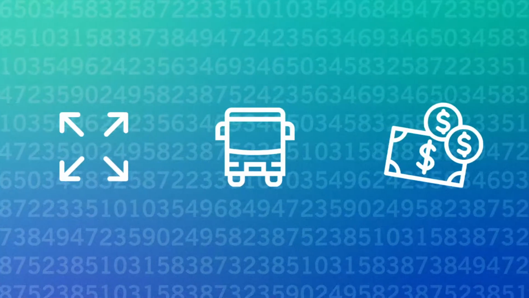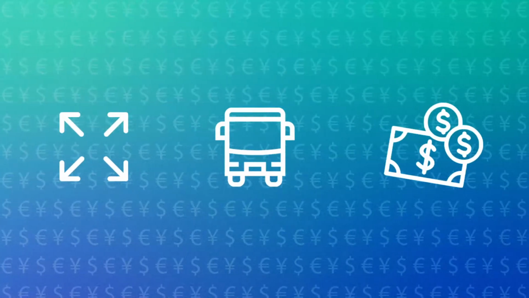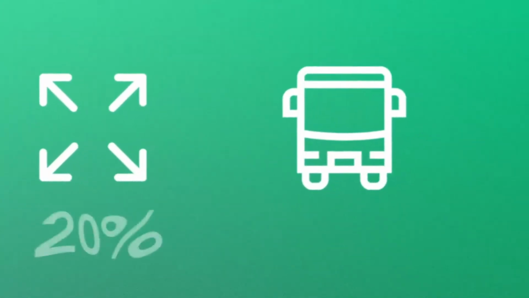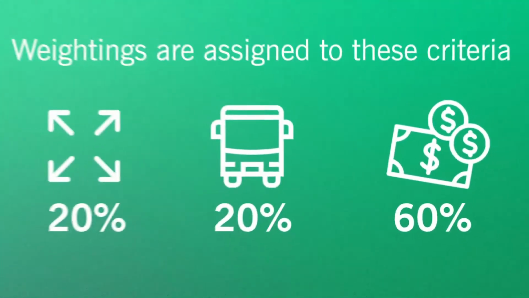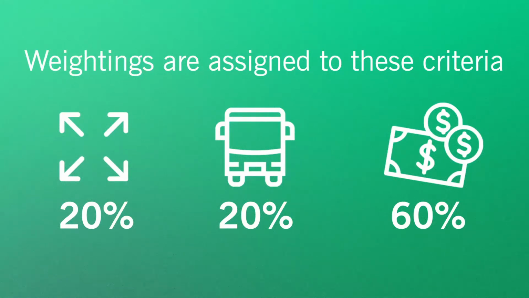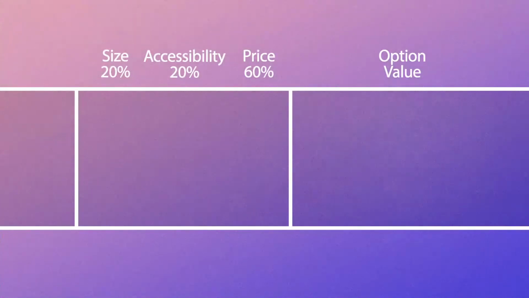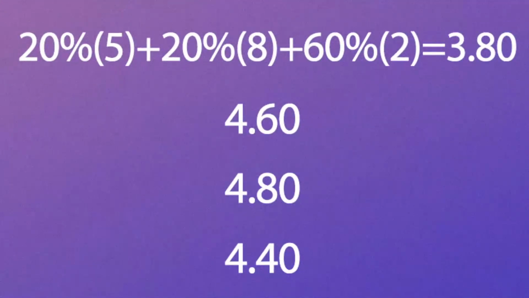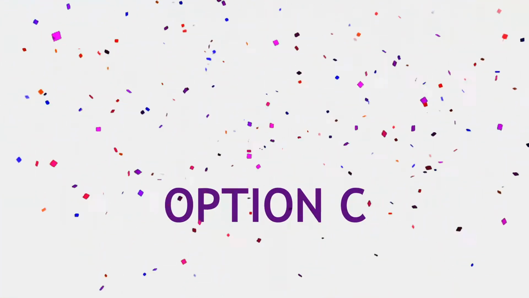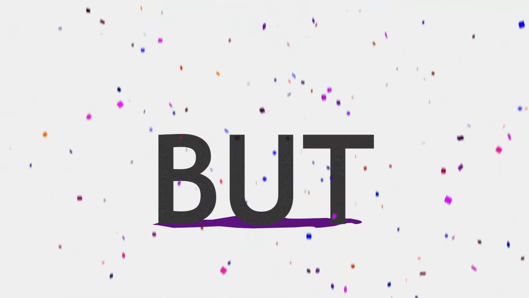Next, you determine how important each of these criteria is to you. You compare these criteria and say, for example, size is 20% important, accessibility is 20%, and price is 60%. So weighings are assigned to these criteria. It is now easy to identify which option is the best. You need to multiply the weighings of the criteria by the scores, and the sum of the scores for each option represents its value. The option that has the highest value will be your best option, but in many cases, the problem is not this simple to solve.